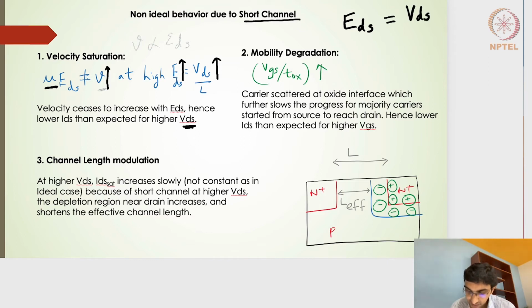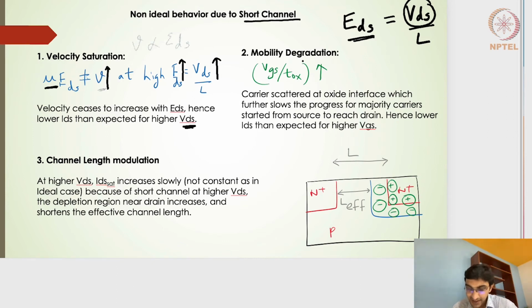So for the same VDS value, for the same potential difference, a smaller channel length is likely to have a very large EDS value. So that's why this effect is observed very highly in the short channel, and that's why it is also called non-ideal effects or short channel effects. Right. So in that case, if the velocity ceases to increase further as the electric field increases, the expected value of the current we may not be able to reach.